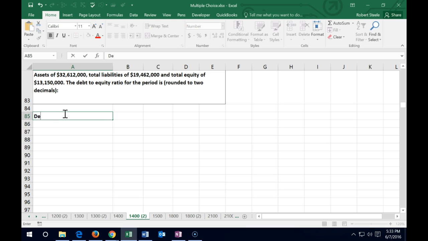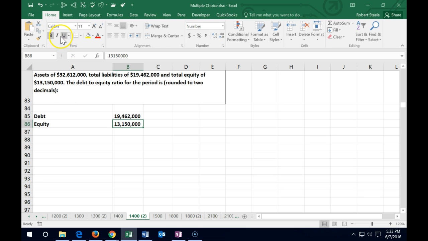So we're going to say the debt then equals the liabilities of 19,462,000. And the equity is going to be this 13,150,000. And if we divide those out, I'm going to underline: Home tab, Font, underline, and we're going to compare the debt, the 19,462, divided by the equity, 13,150, and we come up to a number a bit over 1, so we're going to go to the Home tab, Numbers, add some decimals.